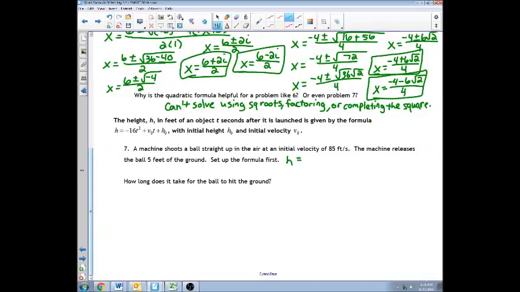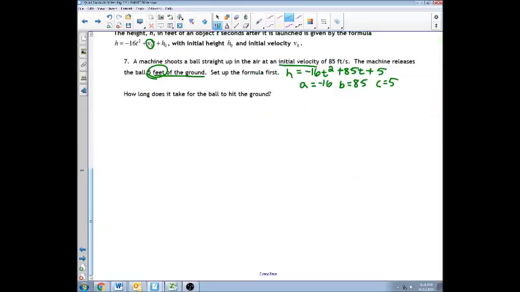What we're going to do here is write h equals negative 16t squared. We want to rewrite our problem with the actual numbers for initial velocity and initial height, so feet off the ground, okay? So my initial velocity goes in for v0. The initial velocity here was 85 feet per second, so it's 85t plus my initial height, which was 5 feet off the ground, so we'll add 5. So my a value at this point is negative 16, my b value is 85, and my c value would be 5.